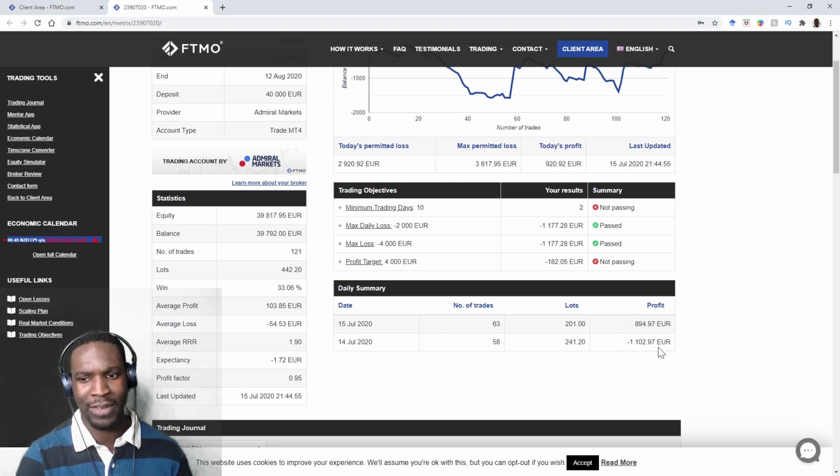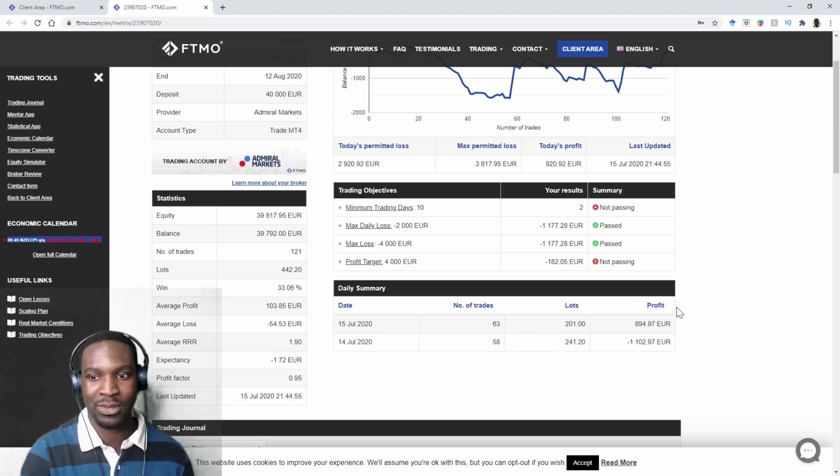I made £800 today. Forget about that loss before. If I can do that maybe three or four more times, then I'm laughing. I'm going to be in the green, so it's all right. It shouldn't be too much of an issue. I just need to tighten up my trading.